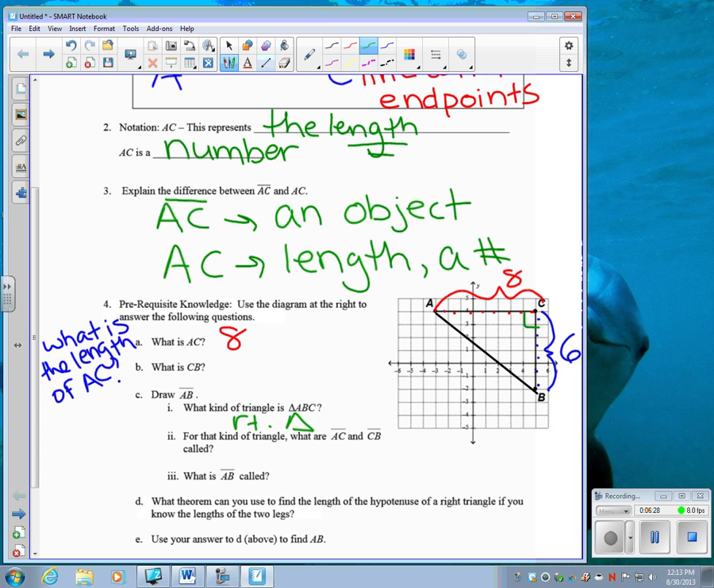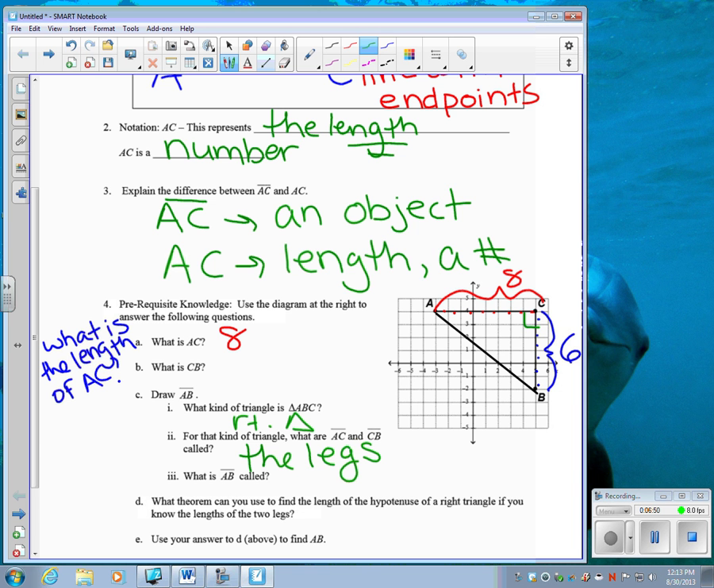For that kind of triangle, what are AC and CB called? So now referring to the sides of the triangle. What do we call those 2 sides that form the right angle? Those are called the legs. And remember, this is all prerequisite knowledge, so it's stored somewhere in that brain. We just got to pull it out.